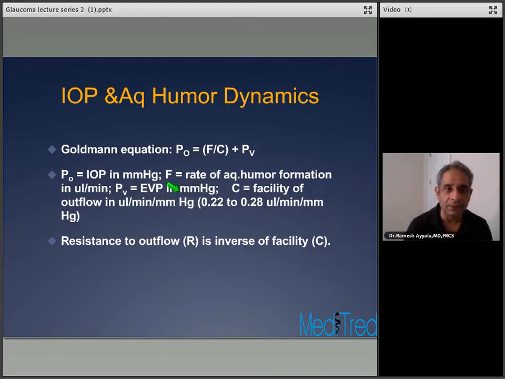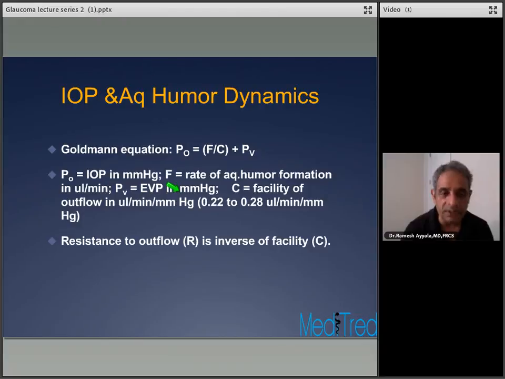But to complete this aqueous production lecture, I've got to mention a little bit about the aqueous and the intraocular pressure, the contribution of the aqueous humor towards the intraocular pressure dynamics. The Goldmann equation states that P0 is equal to F divided by C plus PV, as we all know.